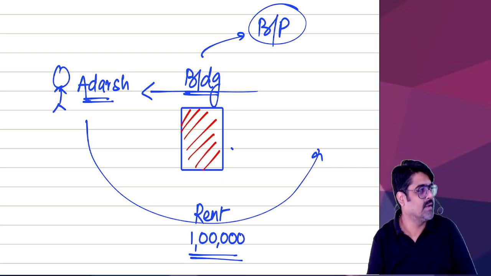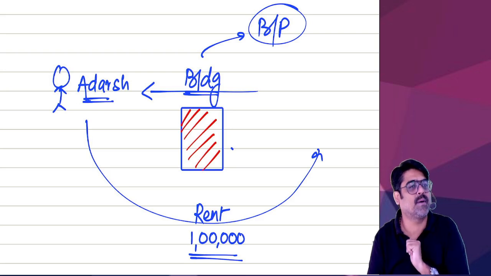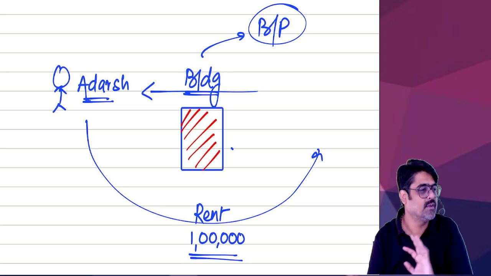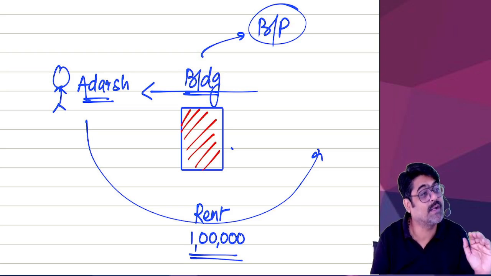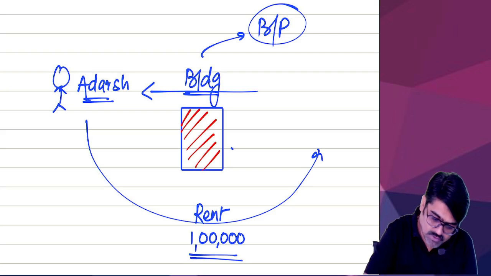Adarsh does not require this much huge building for business. So what he does is use just 75% of the part in his business, and the remaining 25% part of the building he is not using for business. Rather, he is giving that part on rent to someone else. Can he do that? So now what is happening here?